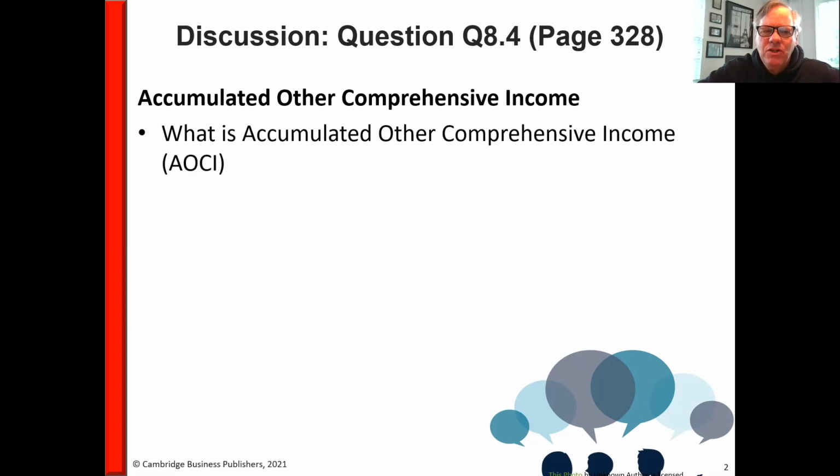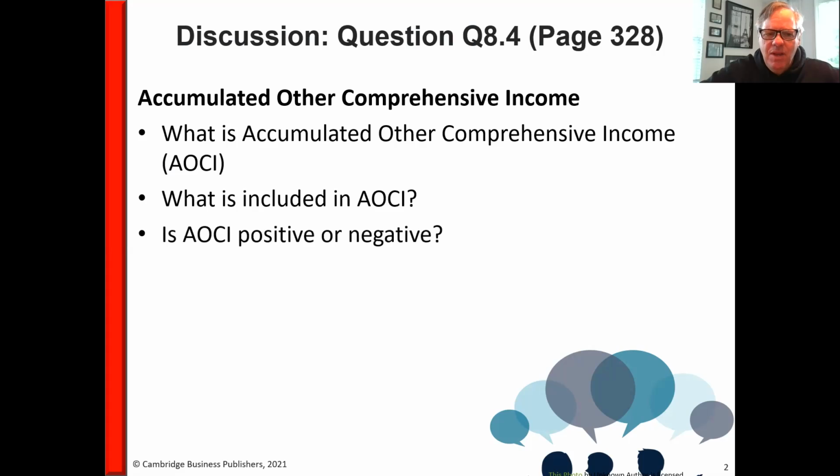We have a couple of questions here. Not to sound like a broken record, if you know what records are, please answer these questions in the order they are posed. What is accumulated other comprehensive income? Define it, describe it. What's included in it? And is it positive or is it negative?